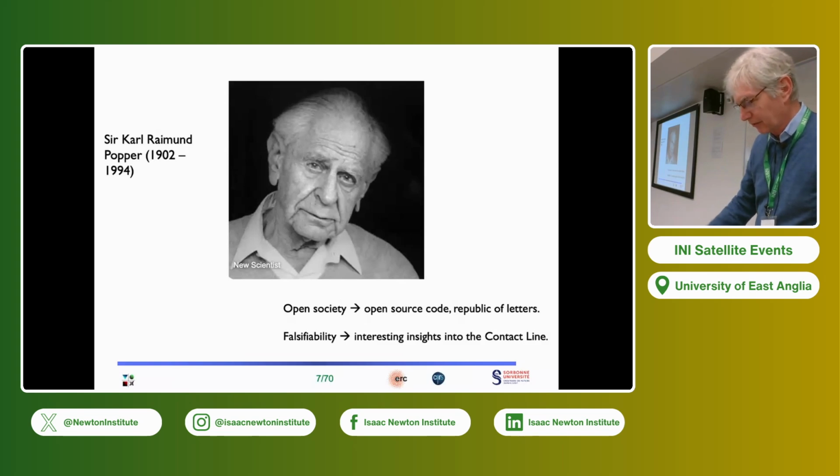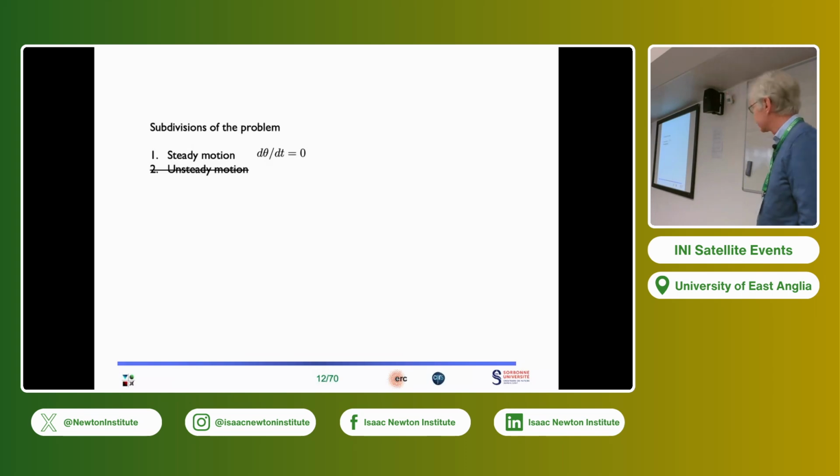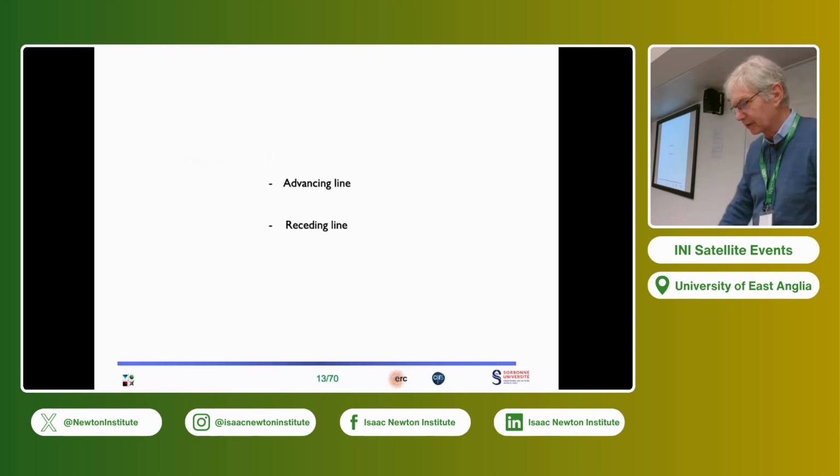But before going into this paradoxical point of view, let's have a more traditional point of view and discuss the problem in simpler terms. The problem has two subdivisions, steady motion of the contact line and unsteady motion. I crossed out unsteady motion because I'm not sure we'll have time to talk about it, but we will see how it goes. The problem also has two aspects, the advancing line and the receding line. And I will not have the time to talk about the receding line.